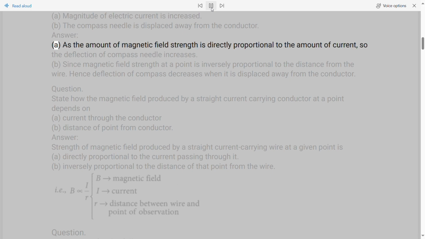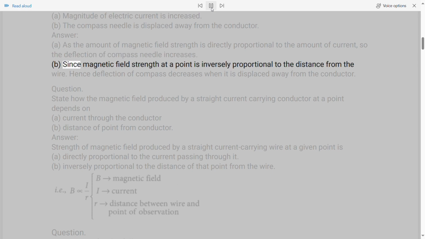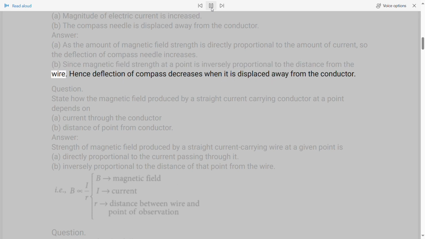Answer. A. As the amount of magnetic field strength is directly proportional to the amount of current, so the deflection of compass needle increases. B. Since magnetic field strength at a point is inversely proportional to the distance from the wire, hence, deflection of compass decreases when it is displaced away from the conductor.